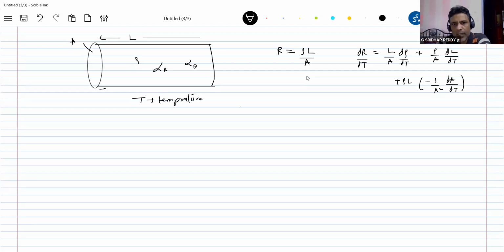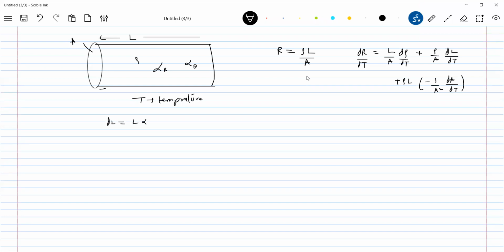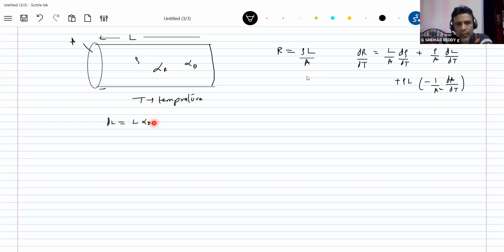Let's simplify the equation. A few things I'll write. What is dL? dL is equal to L alpha theta dT. What do you mean by dA? dA should be equal to A into 2 alpha theta dT. Then what do you mean by d rho? d rho is rho into alpha R dT.